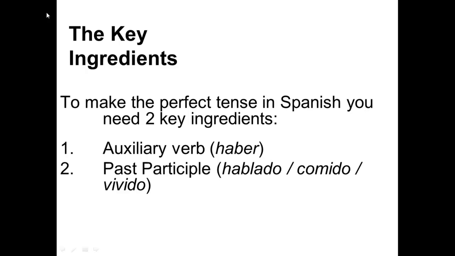Here we'll look at the key ingredients. To make the perfect tense in Spanish, you need two key ingredients. Number one, an auxiliary verb, haber, which means to have. This is different to the verb tener, which means to have in terms of possession. Secondly, past participle: hablado, comido, bebido. Spoken, eaten, lived. We'll look at these in more detail in a minute.